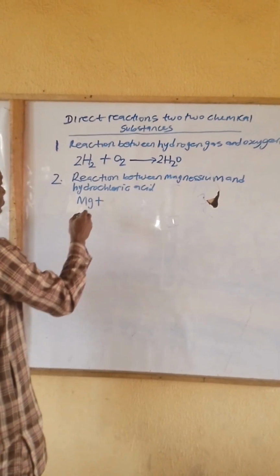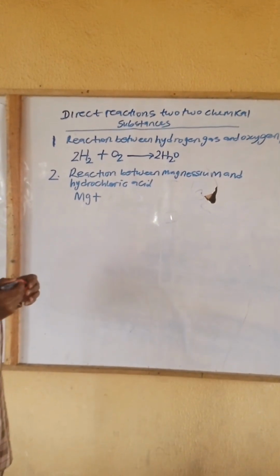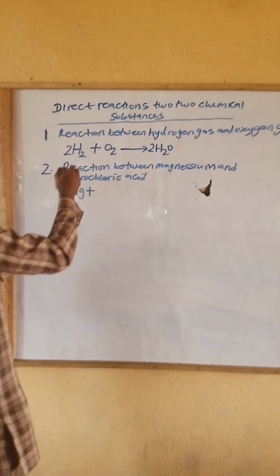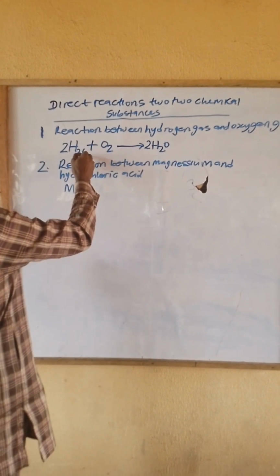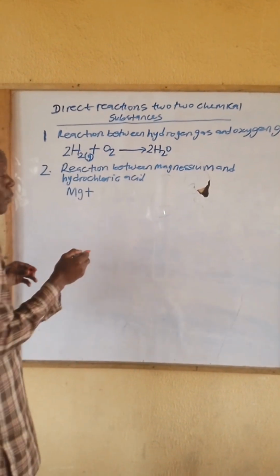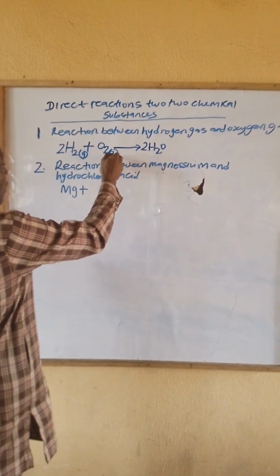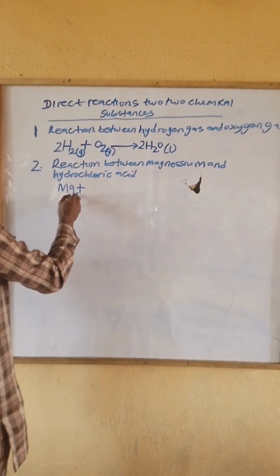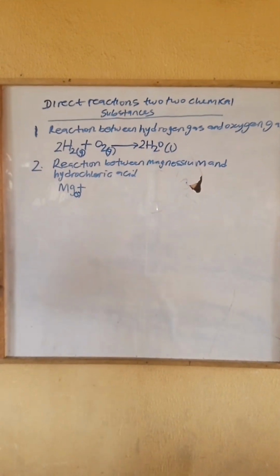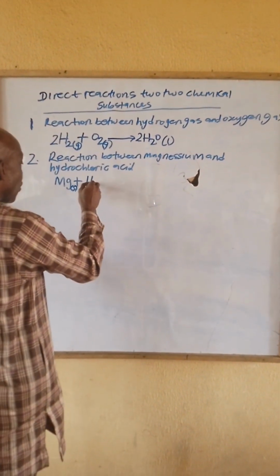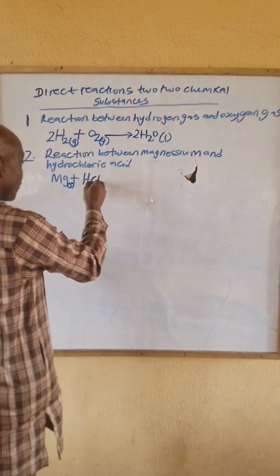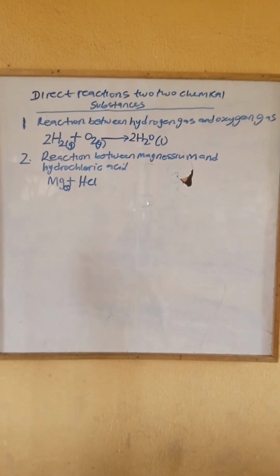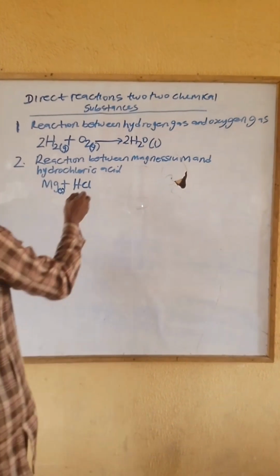Sometimes you may need to put, not sometimes, every time you need to be putting the state of each of the substances. Here in the case of the first one, hydrogen is a gas, so always put the state. Oxygen is a gas. Water is a liquid. Magnesium is a solid because it's a metallic element. Hydrochloric acid is aqueous. I told you in one of our previous classes that acids, bases, and salts are mainly aqueous in nature.